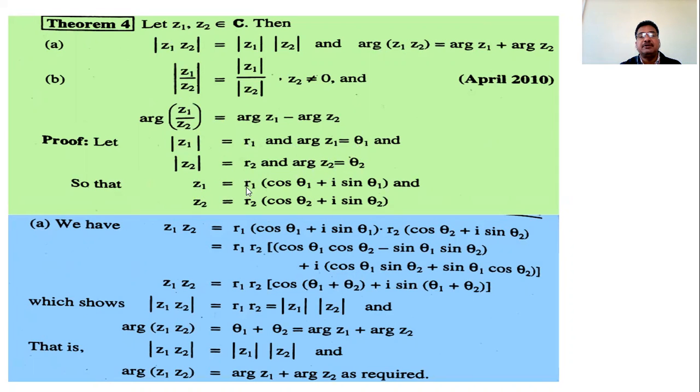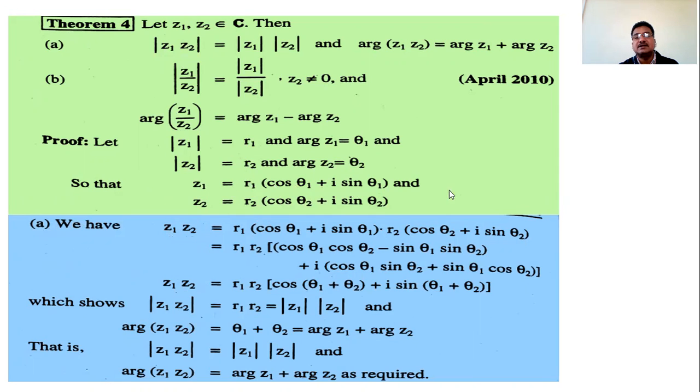Therefore, in polar form z1 is what? r1 in bracket cos theta1 plus i sin theta1. This is the polar form of z1, and the polar form of z2 is what? r2 cos theta2 plus i sin theta2. So these are the two complex numbers. Then the proof of first A: first find z1 into z2.